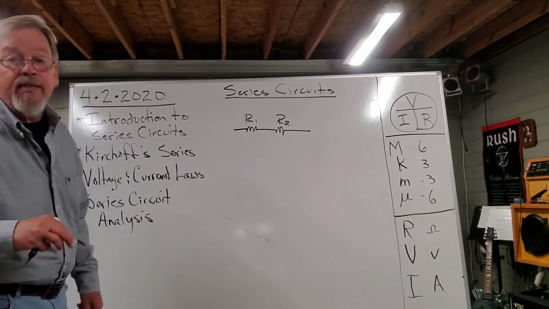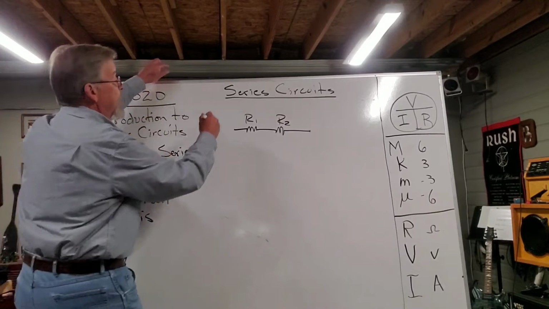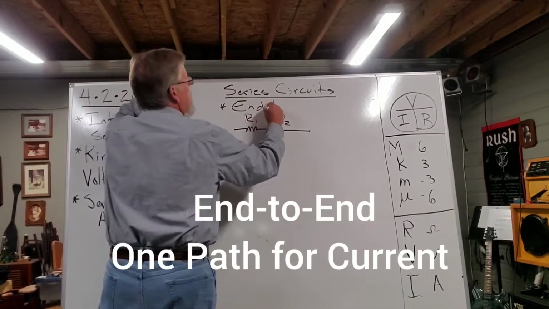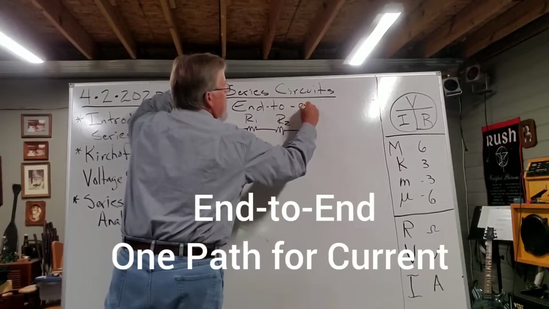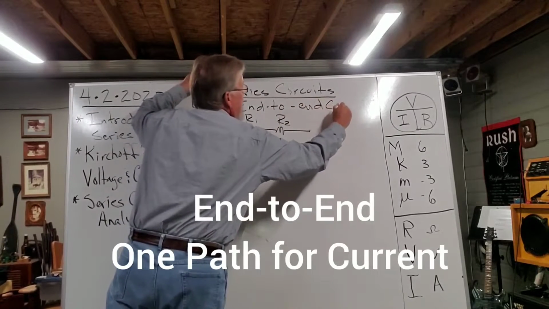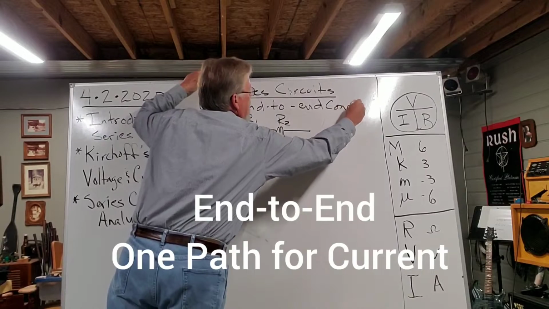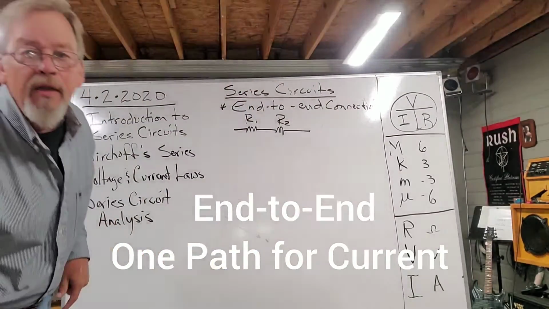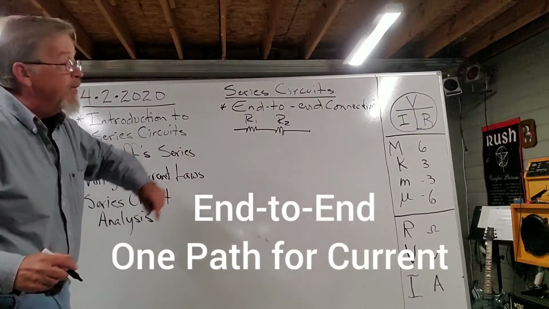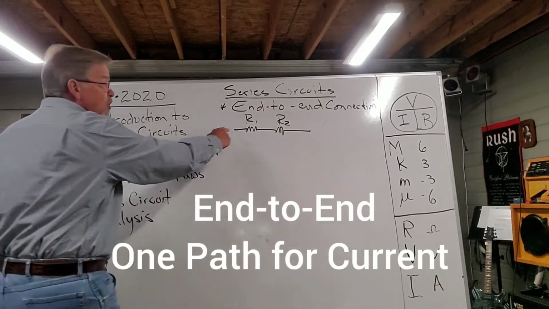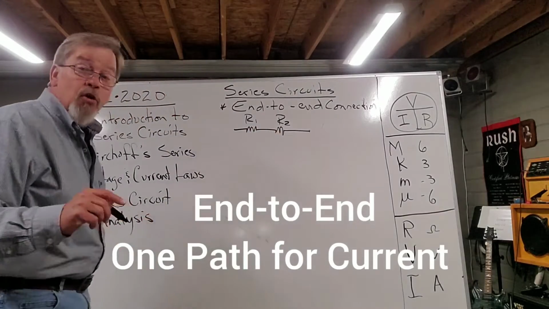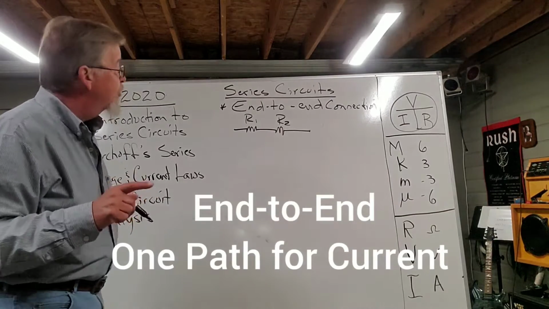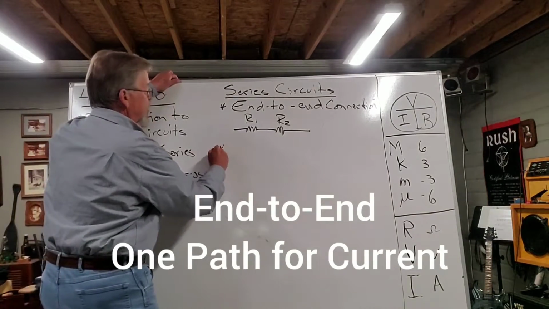So we're talking about series circuits. And a series circuit is an end-to-end connection. I know that glares up there, but end-to-end connection. So that's one right after the other. So the important thing to remember is that it does only create one path for current flow. So we want to make sure we get that.